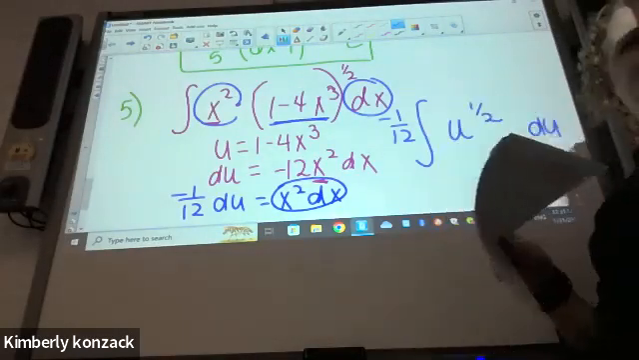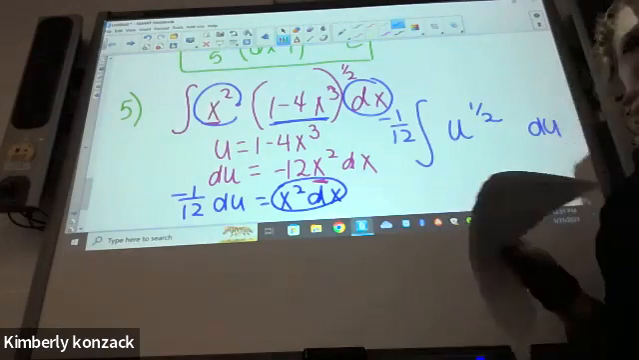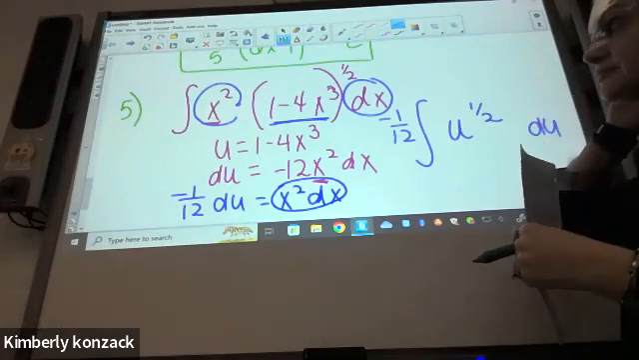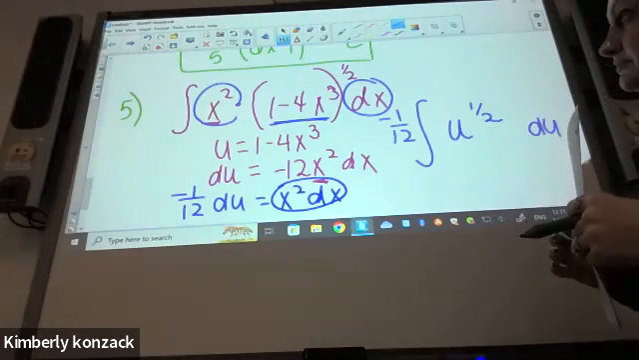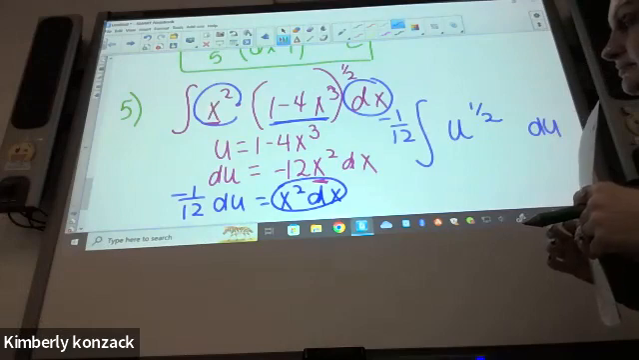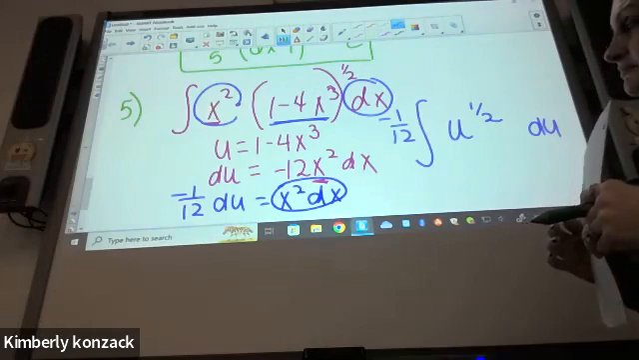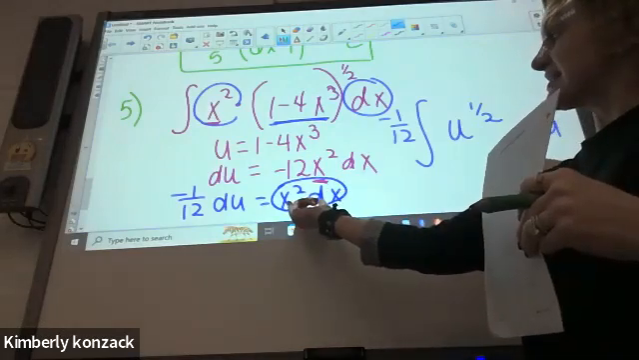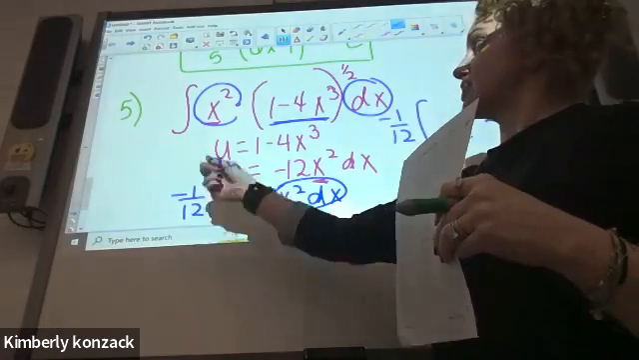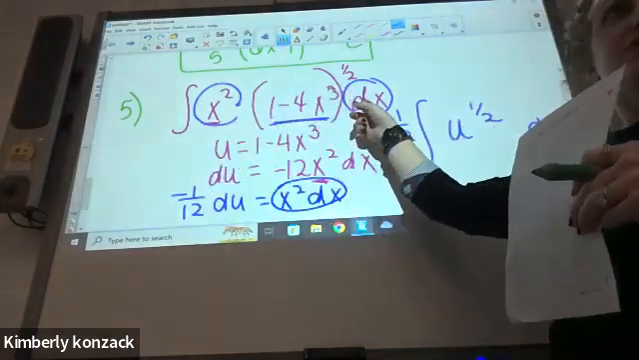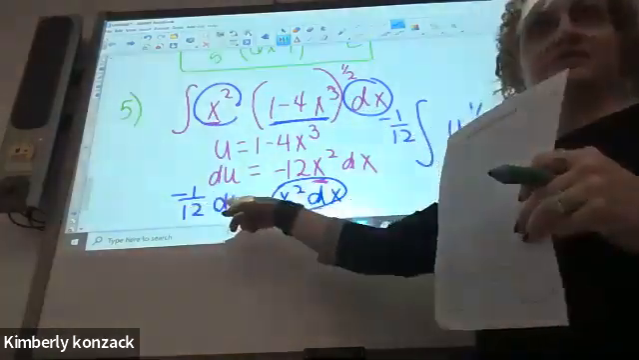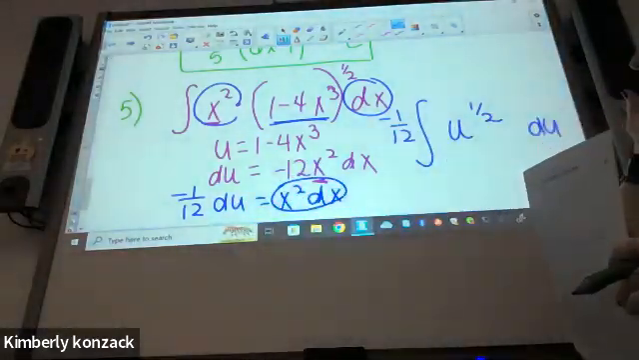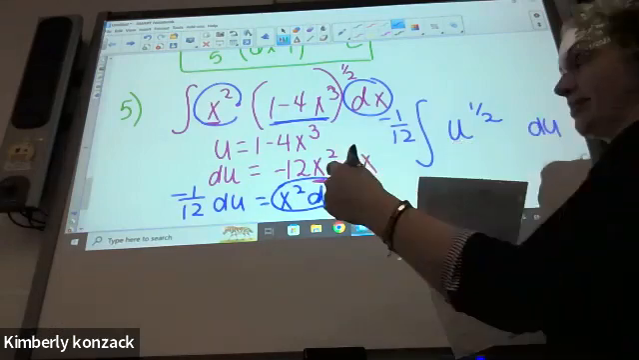You see how it's like making a puzzle, right? The puzzle pieces. Because x squared times dx is equal to -1/12 du. You could just ignore them and replace it with -1/12 du. Meaning x squared dx, since it's equal to this, you could substitute x squared dx by negative 1/12 du. So our goal is to get an expression with u and du.